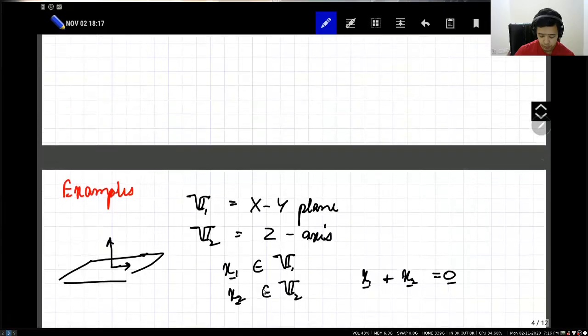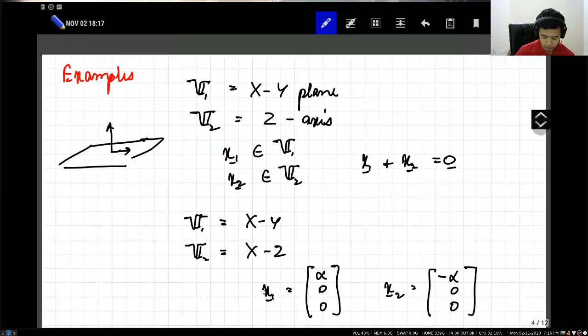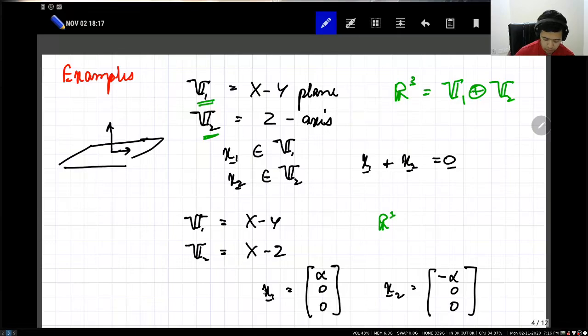So if I call the first pair V1 and V2, then R3 is equal to the direct sum of V1 and V2. If I call the second pair V1 prime and V2 prime, then R3 is equal to the sum of V1 prime and V2 prime, but it's not the direct sum.